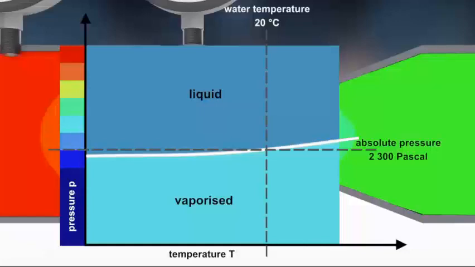The temperature of the flowing water can be 20 degrees Celsius, which is a vertical line in the diagram. It crosses the vapor pressure line at an absolute pressure of 2,300 Pascal. As long as the pressure is higher, water remains liquid. If the absolute pressure decreases below 2,300 Pascal, water evaporates.